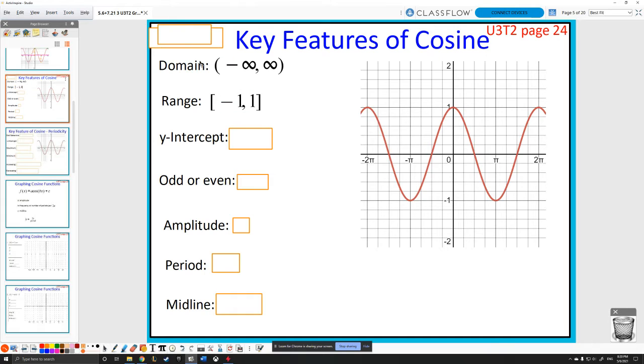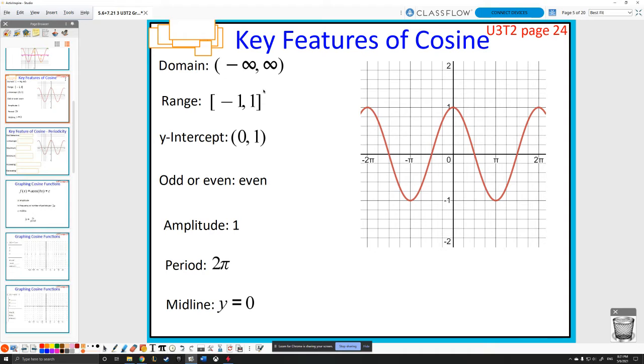The range is still -1 to +1, right? We continue to oscillate between these two values. My y-intercept is different because now I'm going to my maximum initially instead of the midline. These are the only two that are different. It is now an even function because I have symmetry with respect to the y-axis. We mentioned the amplitude, the period, as well as the midline already, so I'm not going to go over that. But you see the domain, range, y-intercept, and odd evenness, they're all fairly similar.